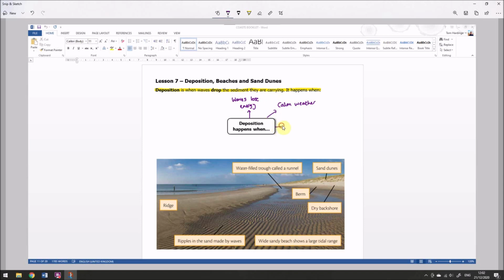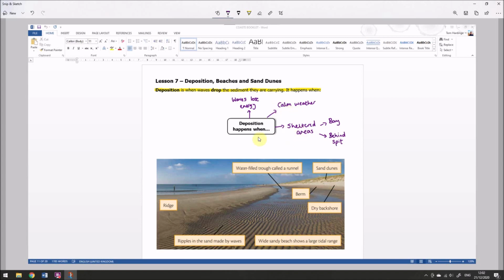We can also get low energy waves if we have somewhere sheltered. In sheltered areas of the coastline, the waves are more likely to drop the material they're carrying. That could be in a bay, as we've looked at already to do with headlands and bays. We often find beaches forming in a bay because they're quite sheltered, protected by the headlands. Or we could find it behind a spit, somewhere else that is sheltered from the oncoming waves.